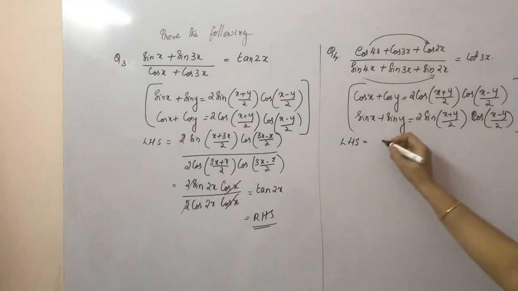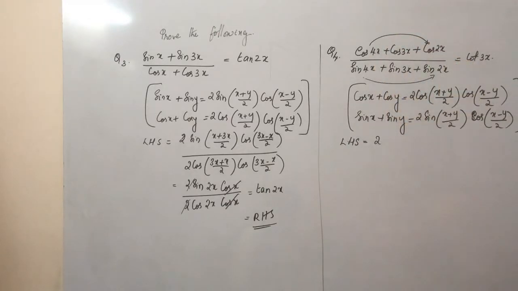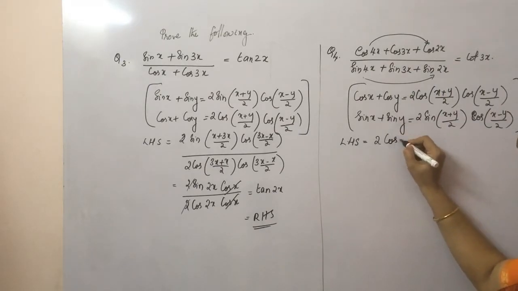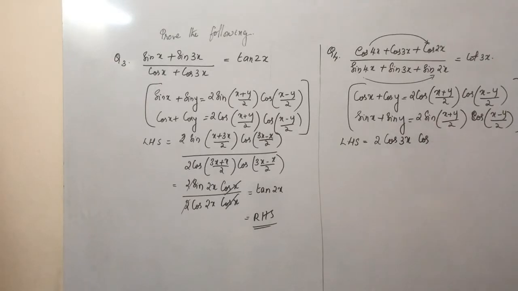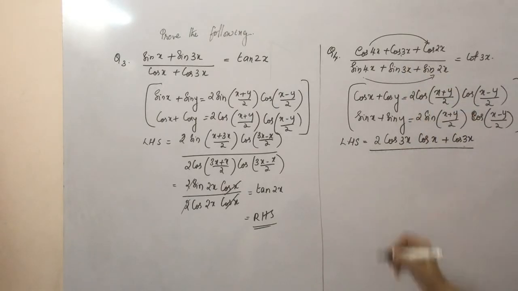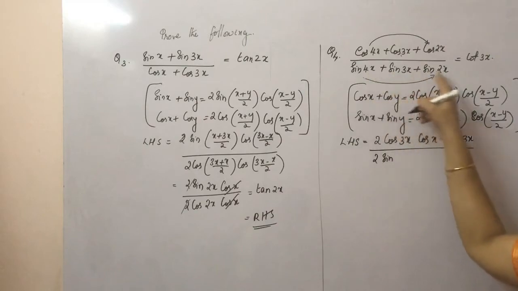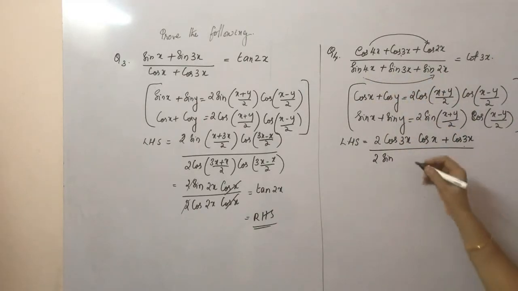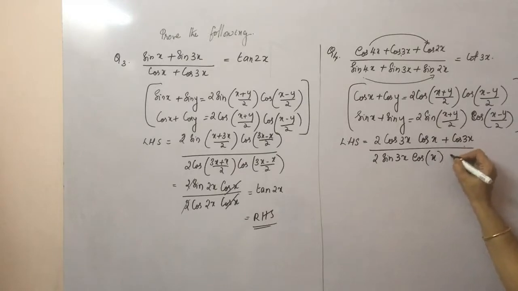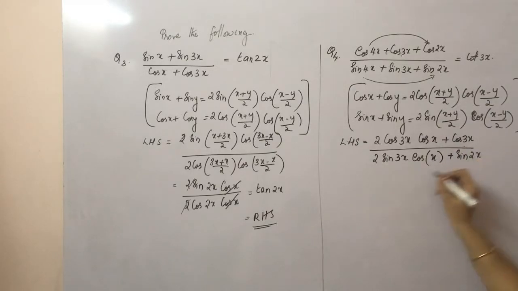Cos of 2 times cos of 4x plus cos of 2x is 2 times cos of 4x plus 2x, 6x by 2, that is cos 3x. Can I write it like that? Then cos of 4x minus 2x by 2, x plus cos 3x. Okay, this is cos 3x here. Divided by 2 sin of 4x plus 2x, 6x by 2, 3x into cos of 4x minus 2x by 2, x plus sin 2x. Am I clear?